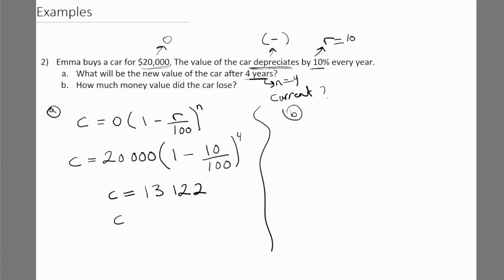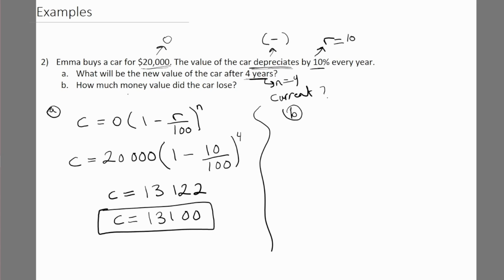Part B. But I forgot, let's round this to 3 significant figures. So this will be $13,100.